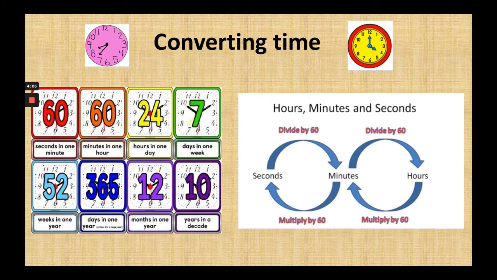And now let's just think, can you remember when we convert from seconds to minutes, we divide by 60, because there's 60 seconds in 1 minute, isn't there? When we convert from minutes to hours, we divide by 60, because 60 minutes in an hour. And if we want to convert from hours to minutes, we need to multiply by 60. And from minutes to seconds, we multiply by 60.